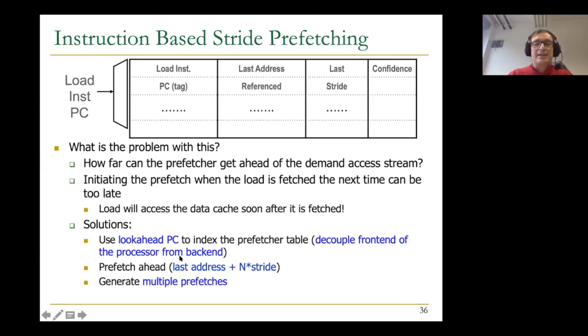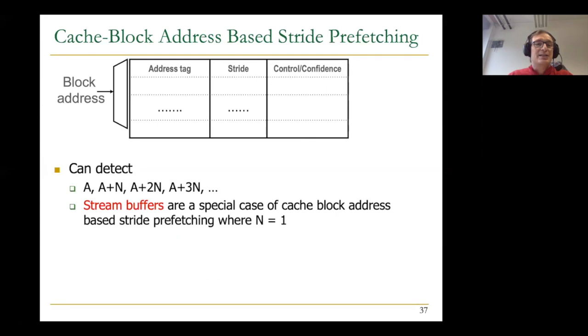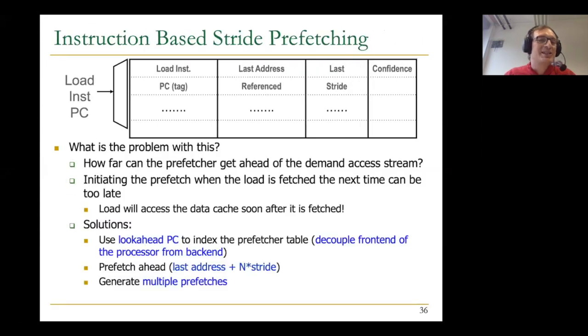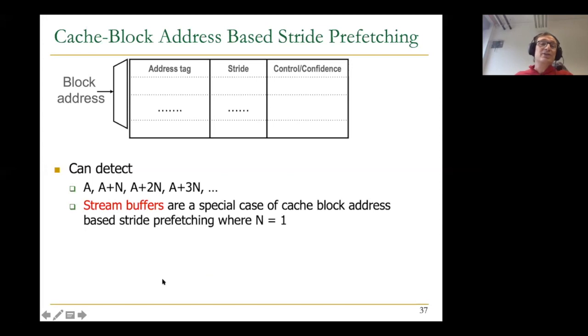Okay, so hopefully this is clear. It's a very simple idea, clearly. You detect strides, right? And it may work in some cases when your stride is regular, clearly, and if you can look ahead. And there are techniques to look ahead, as you can see over here. Now, let's take a look at another version of this. This is called cache block address-based stride prefetching. Basically, here you don't have anything to do with the program counter. You don't base the prefetch decisions on instructions.